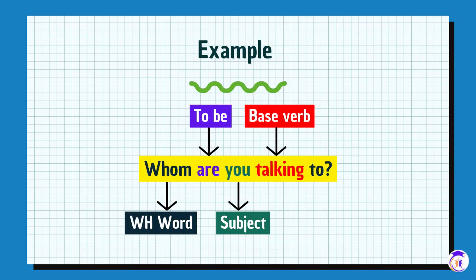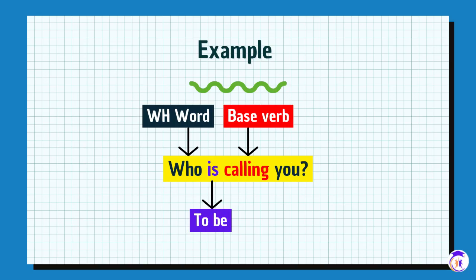Whom are you talking to? This question uses the WH word, who, to inquire about the individual involved in the action. The auxiliary verb, are, agrees with the subject you. The main verb talking indicates the action in progress, and the preposition to functions as the optional complement, specifying the person being addressed. Who is calling you?